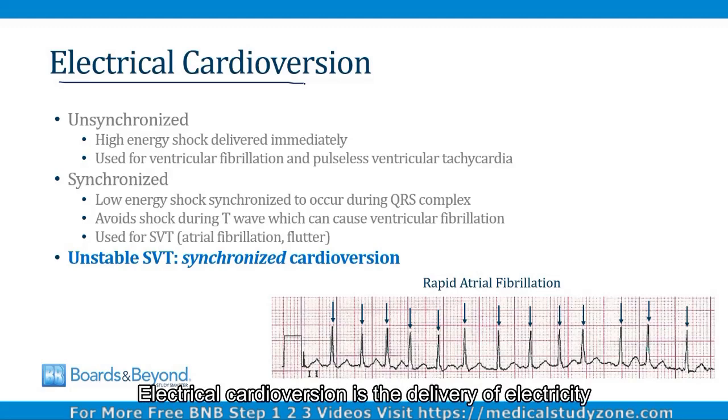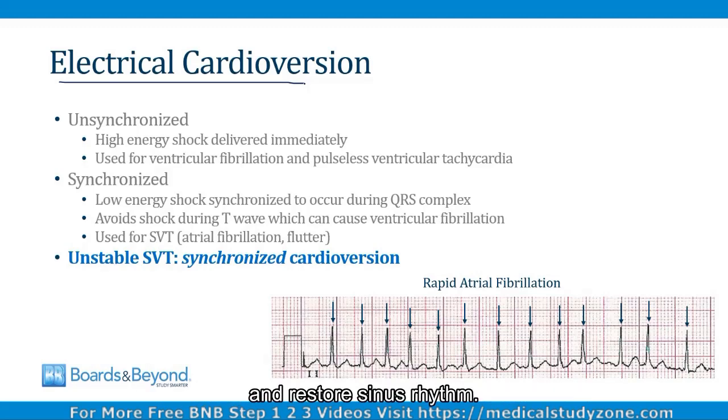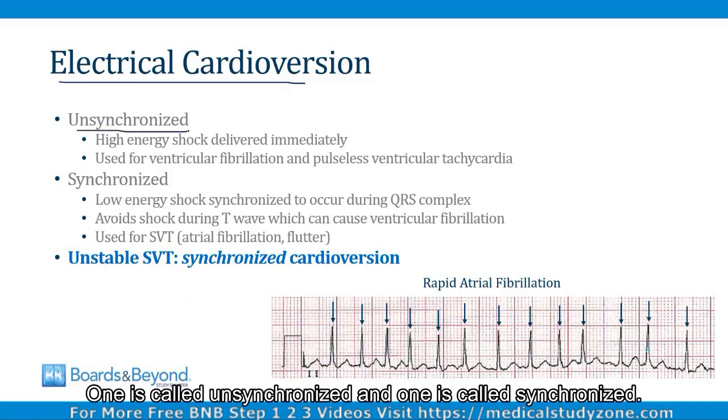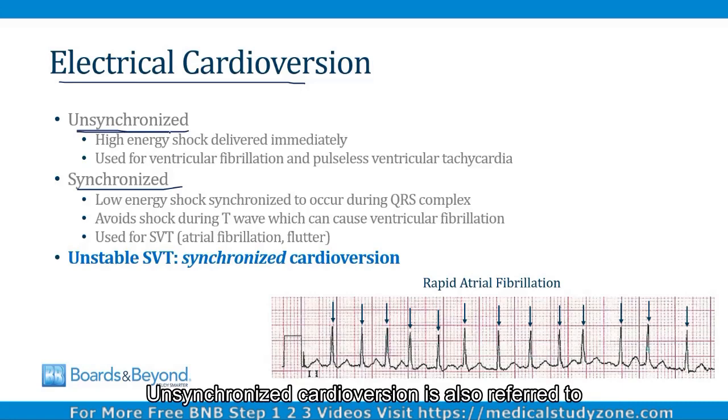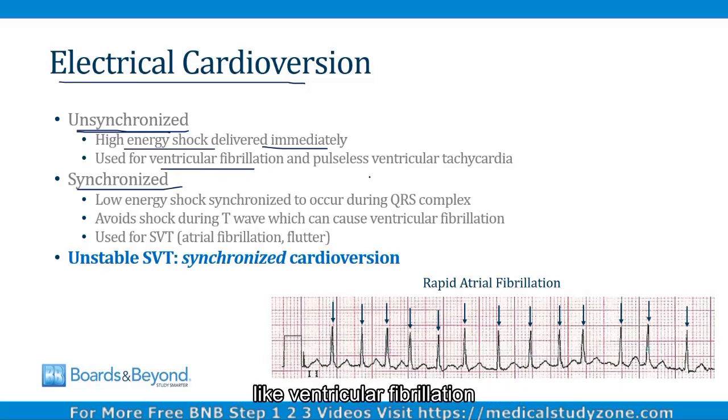Electrical cardioversion is the delivery of electricity to the heart to try to terminate a pathologic rhythm and restore sinus rhythm. And there are two ways this can be done. One is called unsynchronized and one is called synchronized. Unsynchronized cardioversion is also referred to as defibrillation. This involves delivery of a high energy shock that is delivered to the heart immediately when you press the buttons on the machine. And this is used for life-threatening arrhythmias like ventricular fibrillation or pulseless ventricular tachycardia.